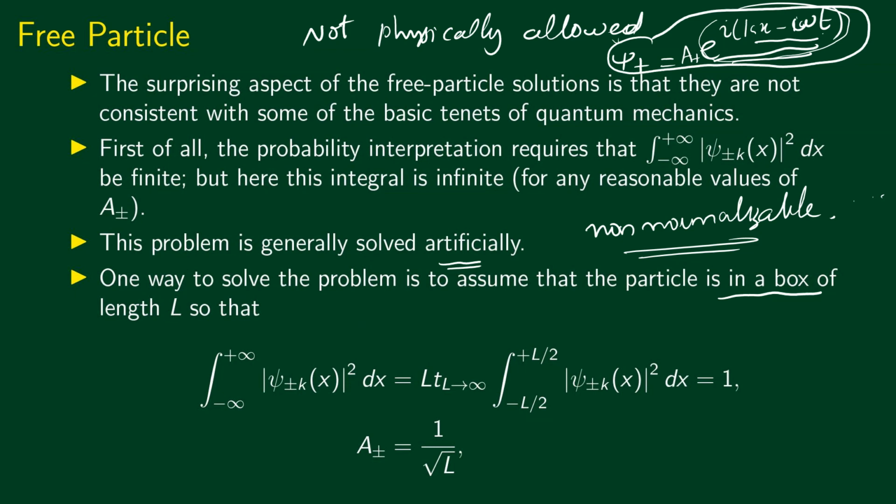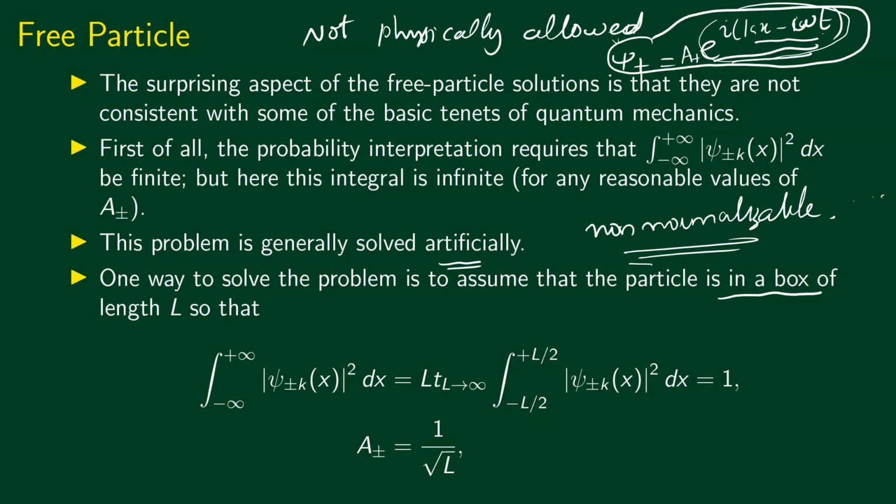But once we say that it's in a box of length L, that means the particle is not truly free. It's not completely free, so you cannot really call it a free particle solution. It's just an artificial fix to the issue. So let's look at this thing called box normalization.